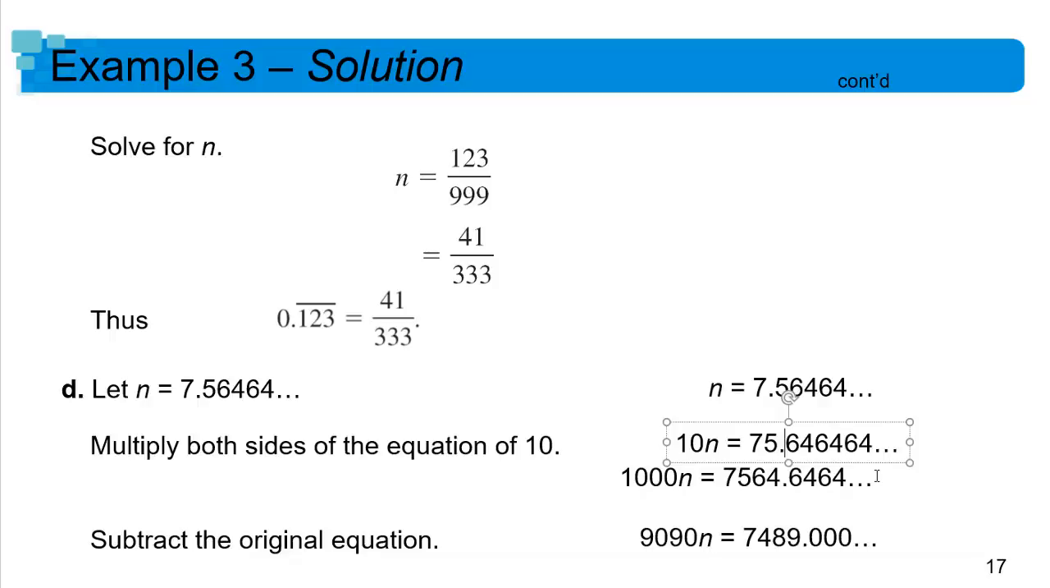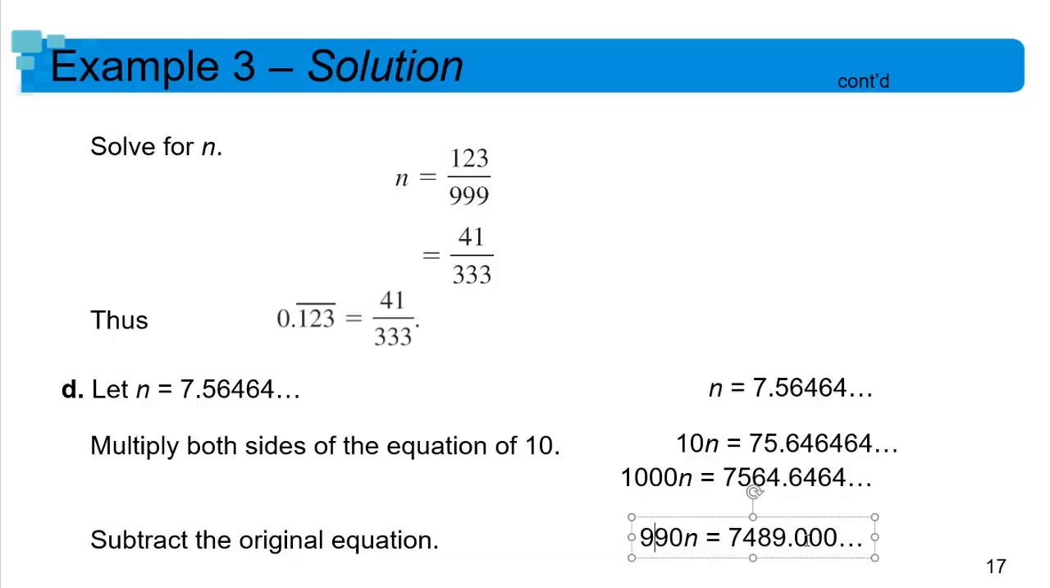Then you multiply both sides of that equation by a power of 10 that matches the length of the repetition, in this case, 2 digits, so 100. Then you subtract the two equations and reduce the fraction if necessary. So you do this subtraction. 1,000n minus 10n gives you 990n. Sorry, obviously 1,000 minus 10 gives you 990. And then 7564 minus 75 gives you 7489, and then the decimals go away.